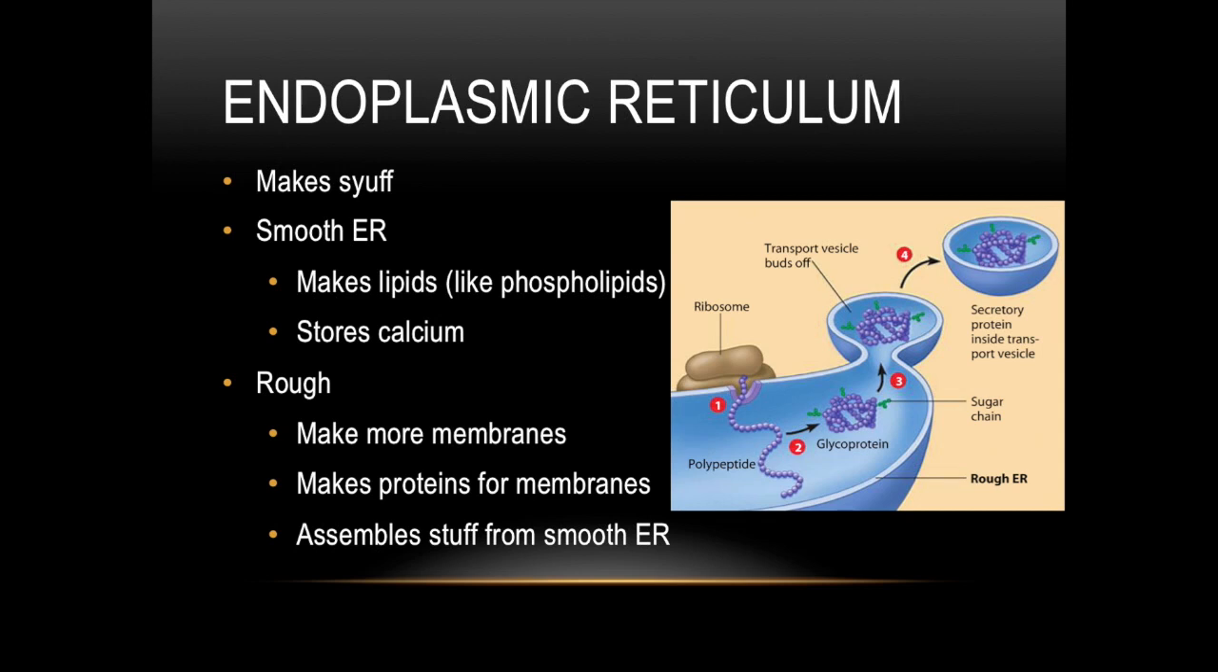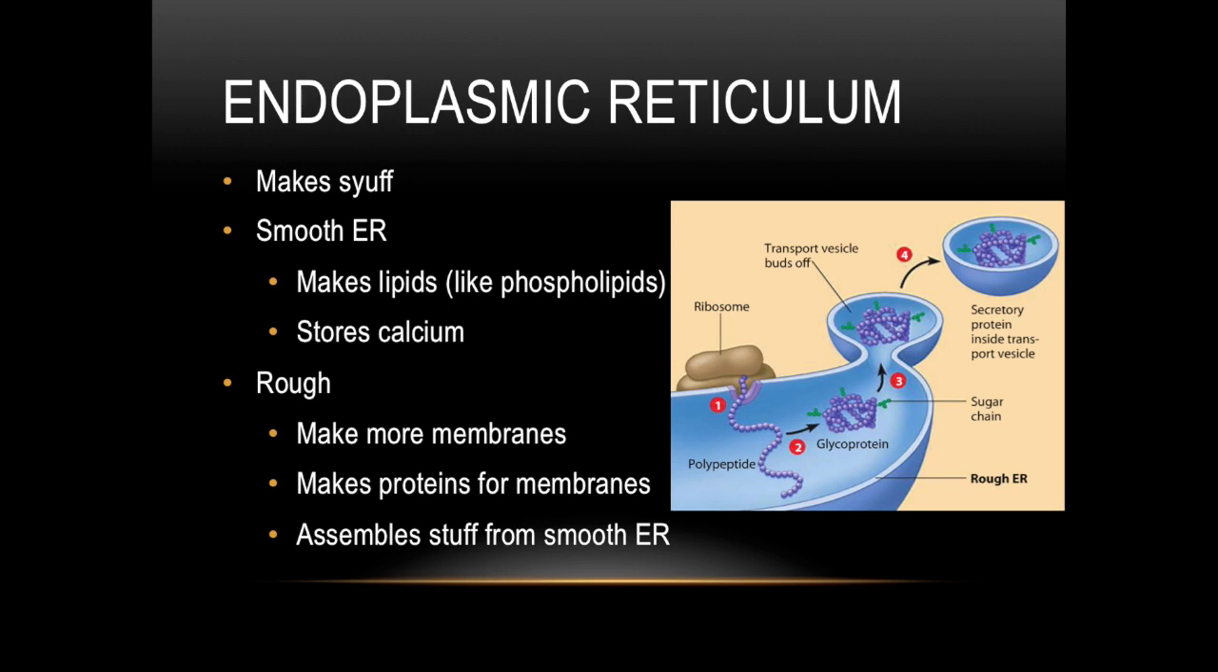Endoplasmic means within the cytoplasm. Reticulum means little net. A reticulated giraffe has a net-like pattern of skin coloration. We have two types of endoplasmic reticulum: smooth and rough. In section 4.9, on page 60, we're really looking at endoplasmic reticulum as a biosynthetic factory. It makes tons of stuff.